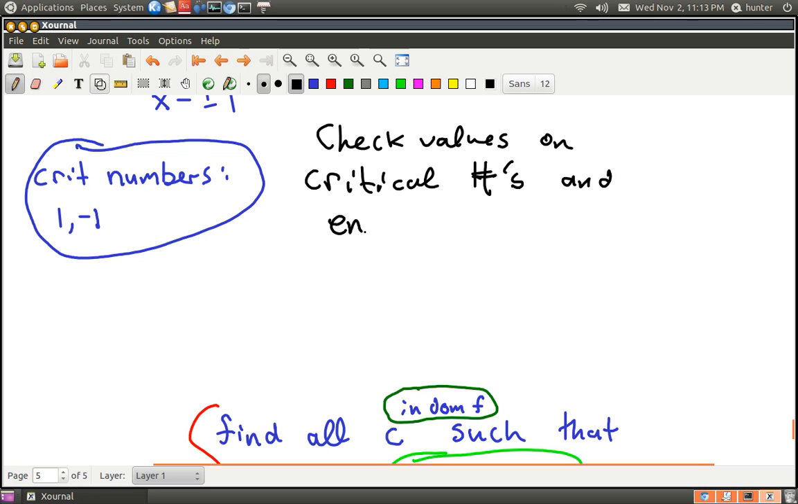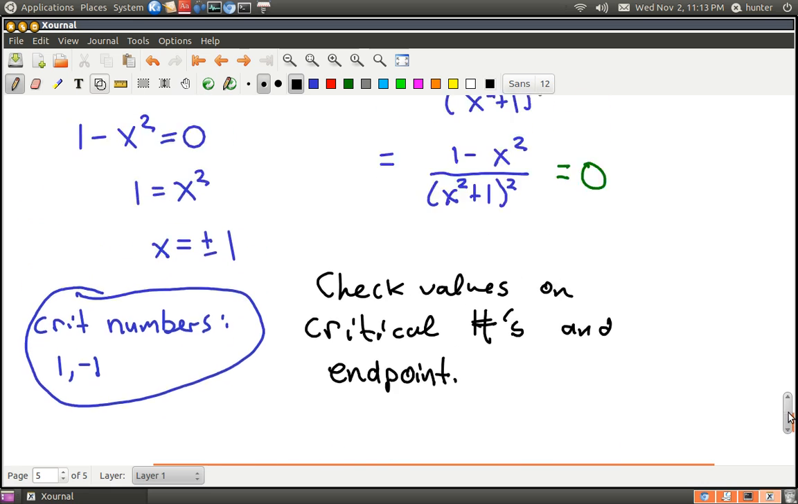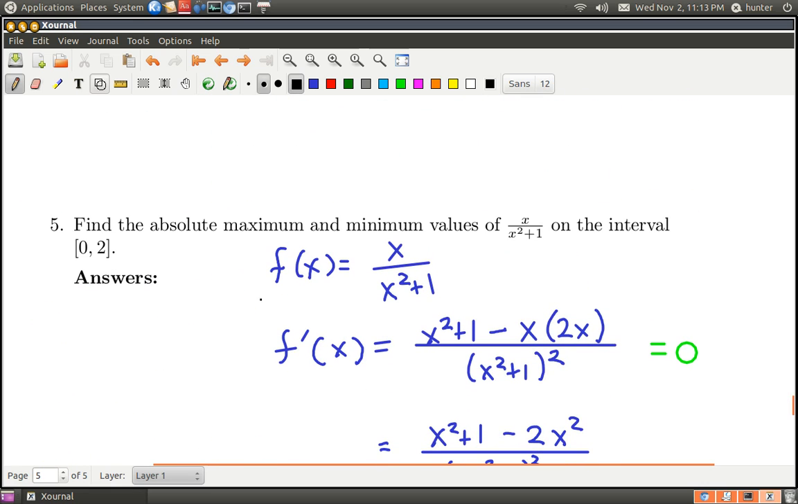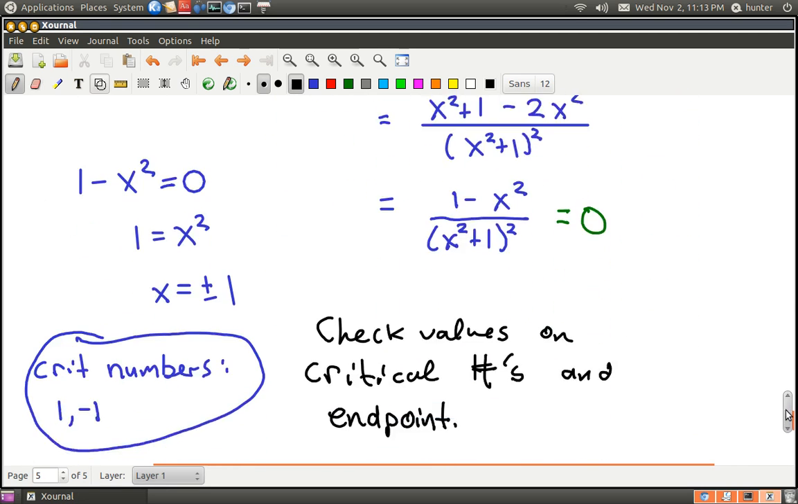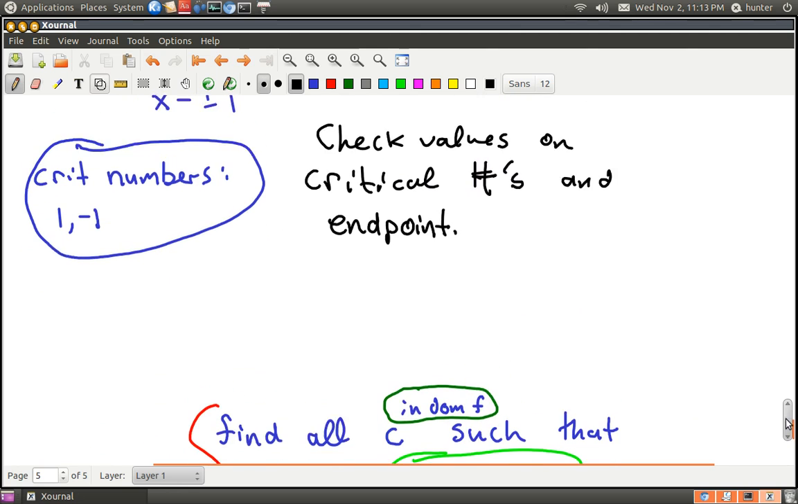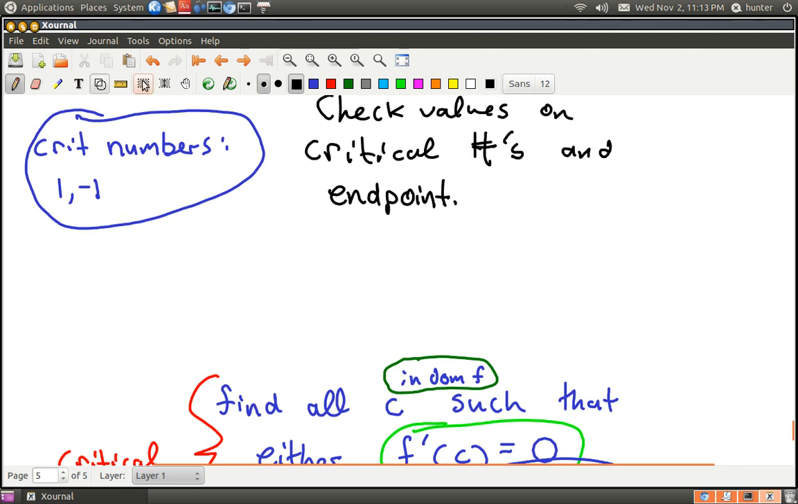And you're saying, what is he talking about, endpoints? So the closed interval is actually around here somewhere. It's this interval right here. So it has endpoints. You know, one endpoint is 0 and one is 2. So I have to check that in a second. But okay, by check values, I mean plug those things into the function.